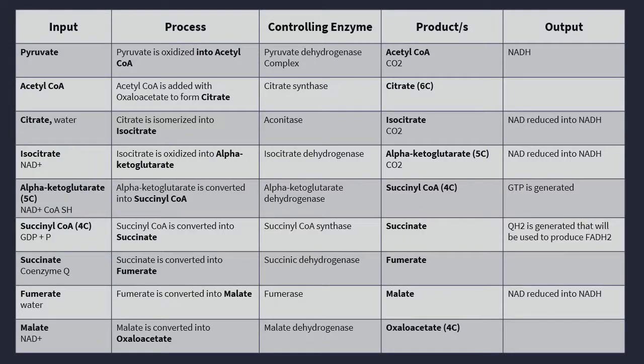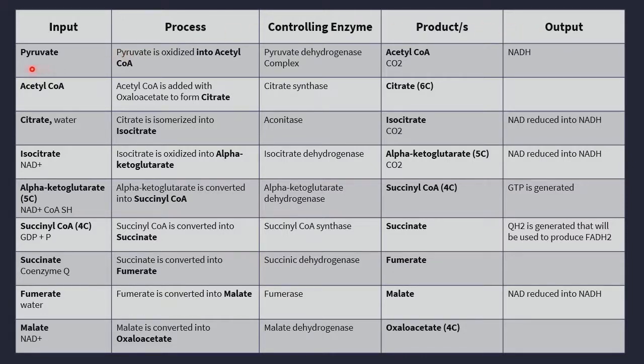So this is our overall summary of the Krebs cycle, and this is presented to you in table form. We have divided the table into 5 columns with input as the first column, followed by the process and the enzyme that is involved in the process, the product or products, and the energy output.